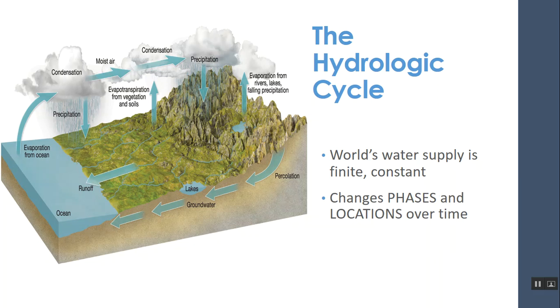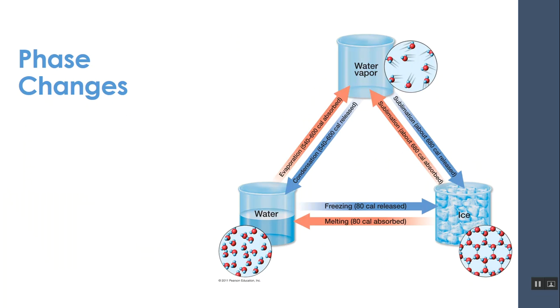And it changes phases, and we'll talk about phase changes, and locations over time. So it can go from groundwater to the ocean, to clouds, to rain, to rivers over time. And this is how, again, we clean our water. And so when we talk about phase changes, water going to ice and ice into water is probably the biggest one that we're familiar with.